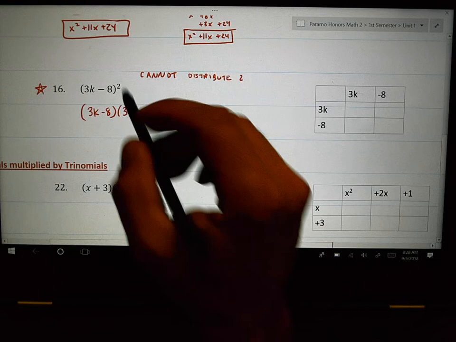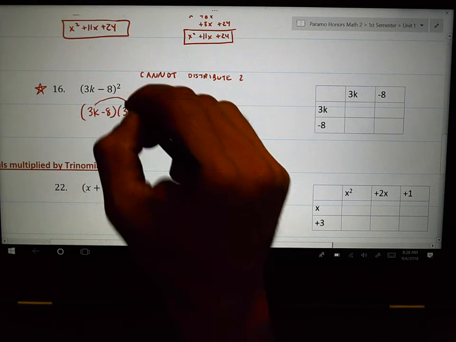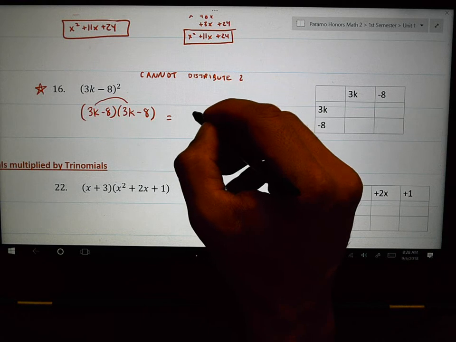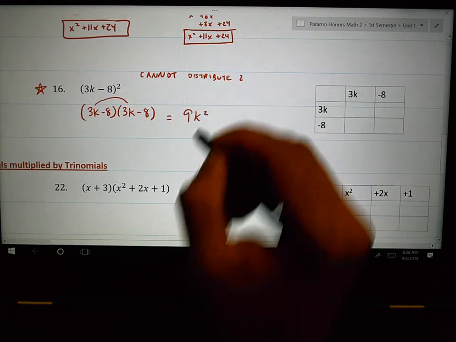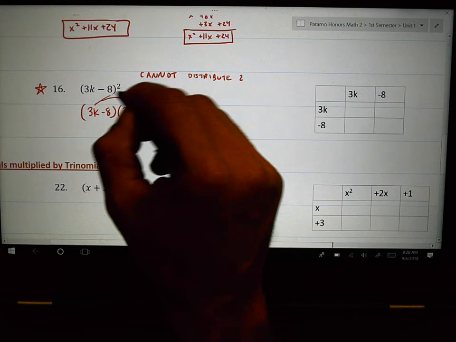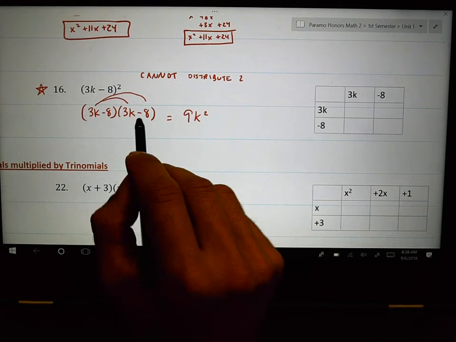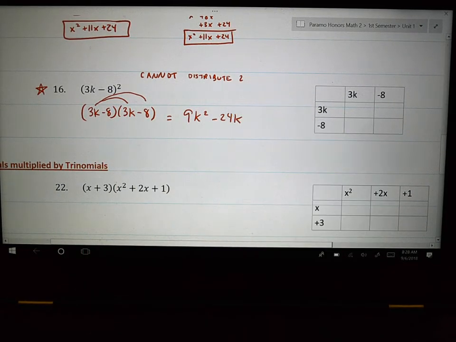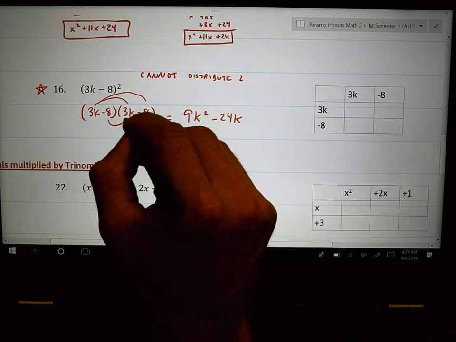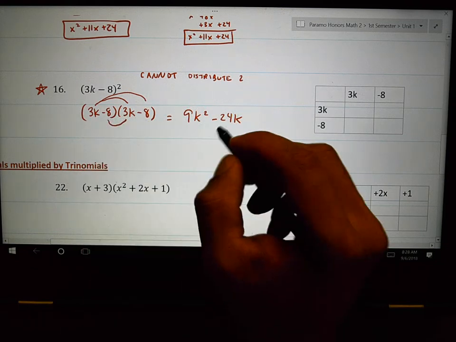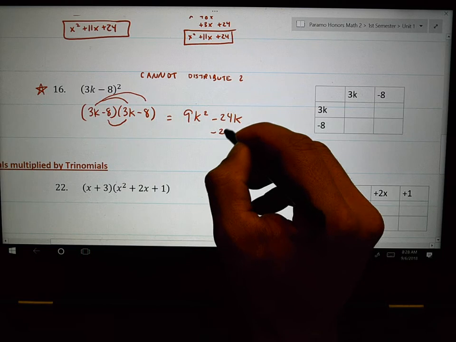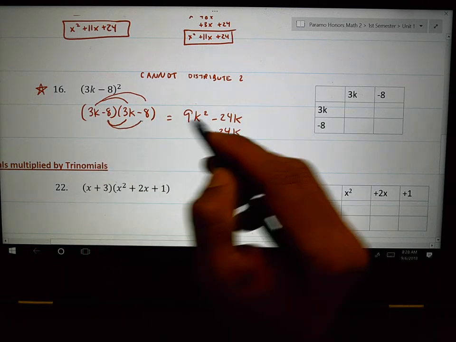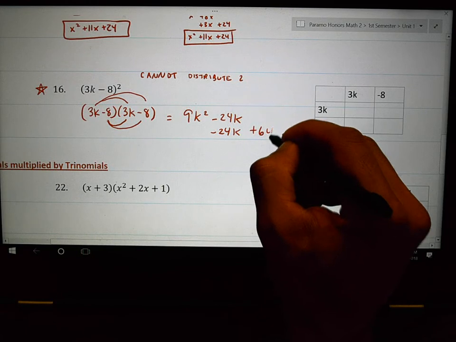I will do the FOIL method. 3k times 3k. First times the first. 9k squared. Outside, 3k times negative 8. Negative 24k. Inside, negative 8 times 3k is negative 24k. And then negative 8 times negative 8 is a positive 64.